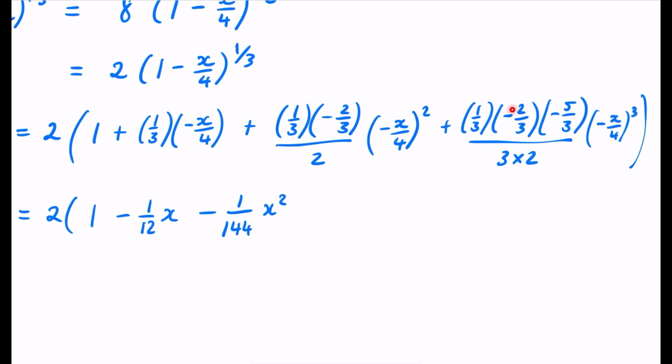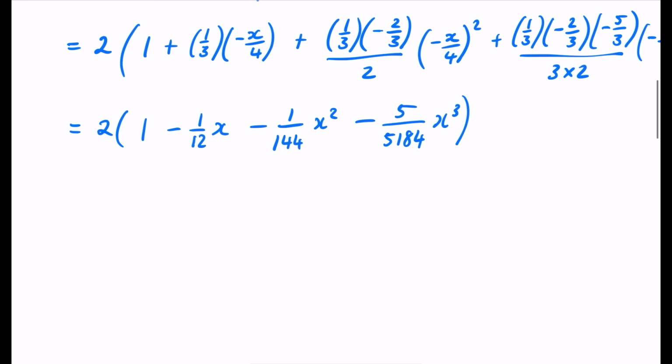And then for our last one, I'll check whether it's positive or negative. Well, this would make it positive. A negative being cubed is negative, so it's going to be a negative. And on my calculator, I'm going to do a third. I'll times that by 2/3, times it by 5/3, divide it by 3, then divide it by the 2, and also divide it by 4 cubed as well. And we get 5 over 5184 x cubed.